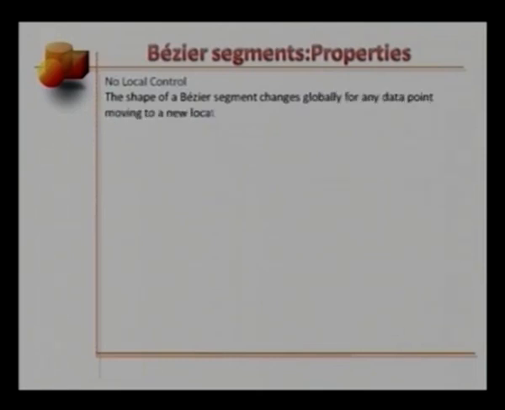Continuing with the properties, no local control. The shape of a Bezier segment changes globally for any data point moving to a new location. Let's try to analyze this property algebraically. Let a control point P sub k be relocated along a specified vector v.